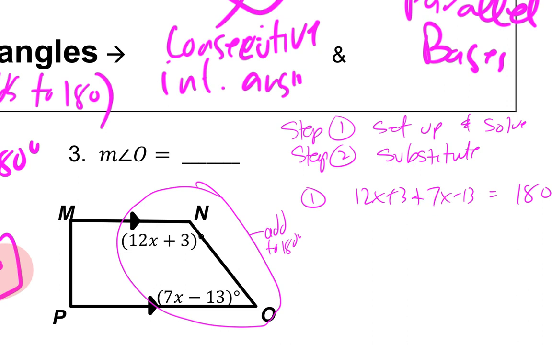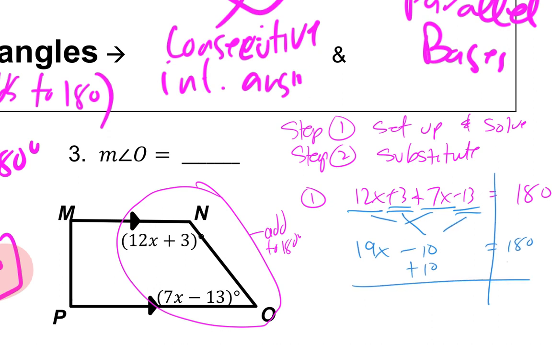First we're going to combine those like terms. So 7x and 12x gives us 19x. And then I have positive 3 and negative 13, which gives us negative 10, equals 180. Now it looks a lot easier. We're just going to solve by adding the opposite of that 10 to both sides. It cancels out, so 19x equals 190. You may already be able to solve for x in your head. If we divide both sides by 19, x equals 10.